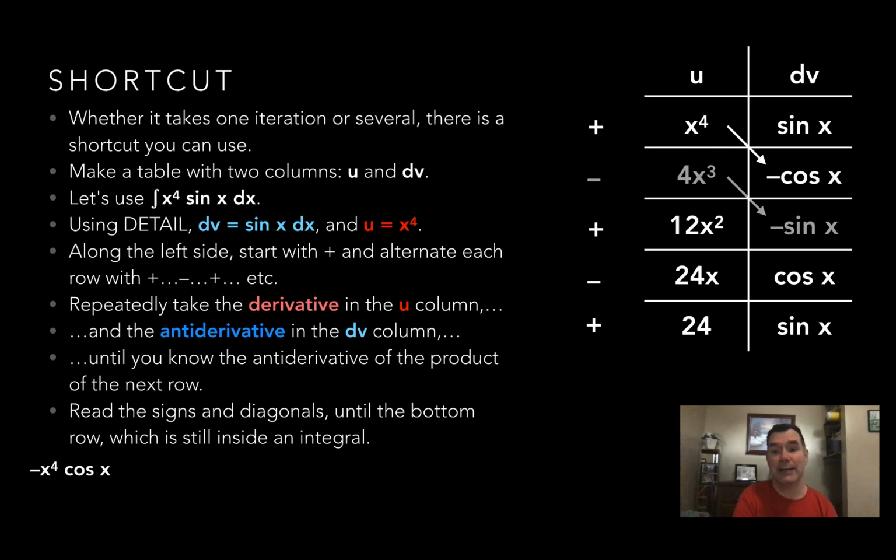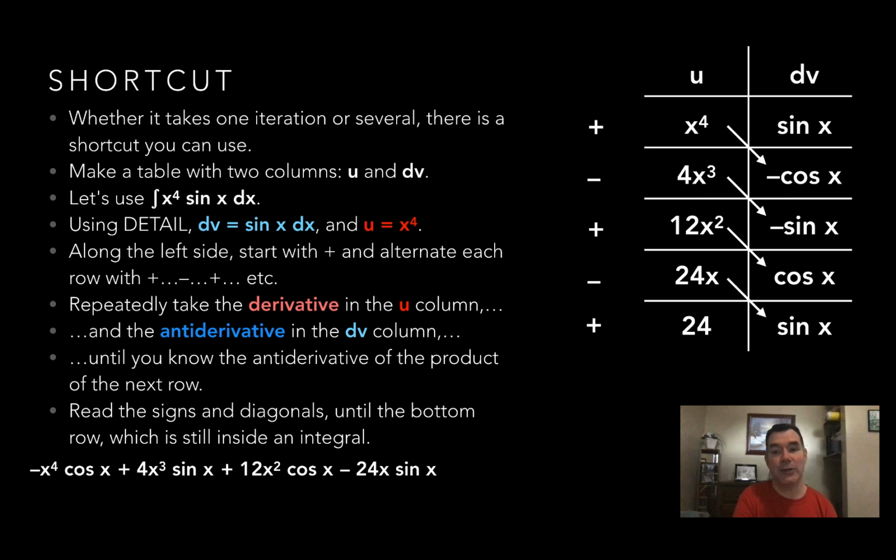And then I keep looking at the diagonals. I've got negative times 4x to the third times negative sine x. That is positive 4x to the third sine x. I keep going. I've got positive 12x squared times cosine x. I've got negative 24x times sine x. And now I'm at the bottom row.